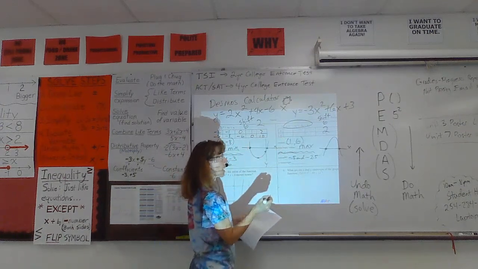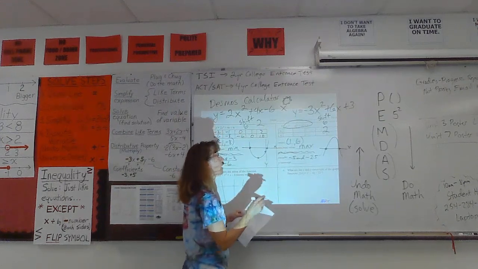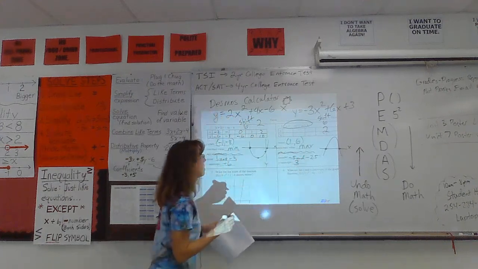Y-intercept, where is it crossing the y-axis? So go look to see where the parabola is crossing the y-axis, see if you can find it. And then pause the video, go check it. All right, so it's at 3.